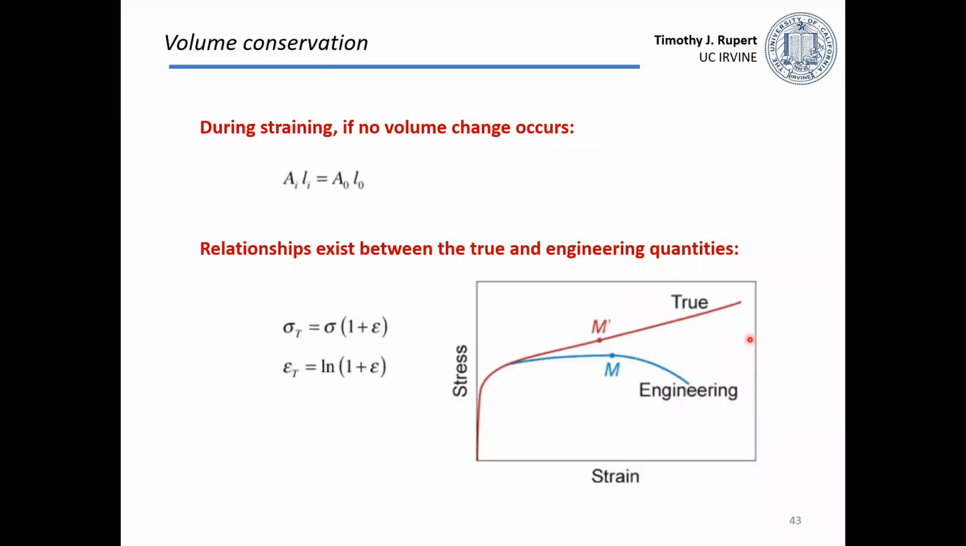This is just showing another plot. If during straining we have no volume change, that means the plastic strain is dominating. We can come up with some nice equations to estimate what the true stress and strain are. The true stress is going to be the engineering stress times 1 plus the strain, and the true strain is going to be the natural log of 1 plus the strain. Again, the blue curve is our engineering stress-strain curve, and the red is our true stress-strain curve. They only start to deviate after we've heavily deformed our sample with plastic deformation.